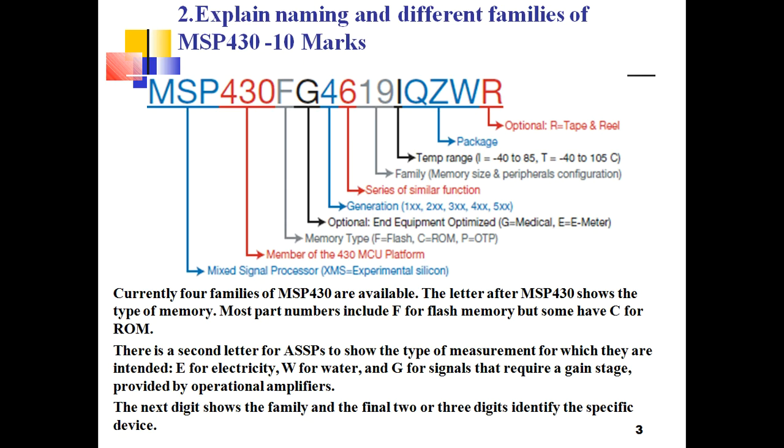And finally the QZW means it is a package. Which type of package you have for MS430? That is quad package or dual in line package, like that. It gives a package type. R is again optional. It may be present, may not be present. So optional means R is equal to tape and reel. Okay.